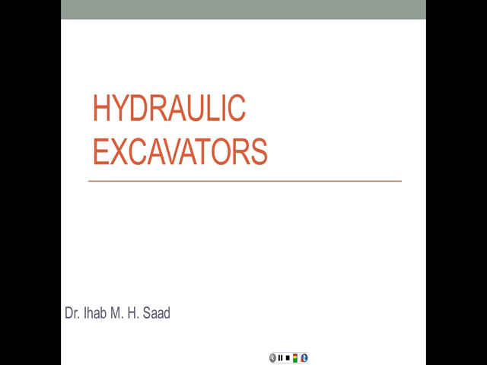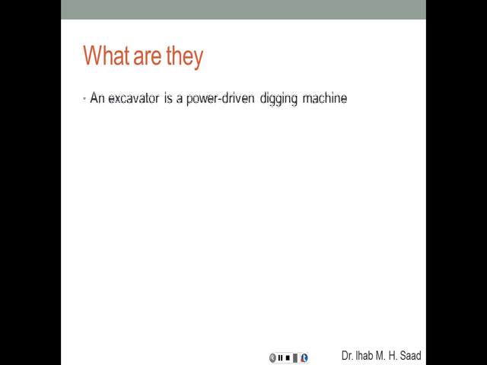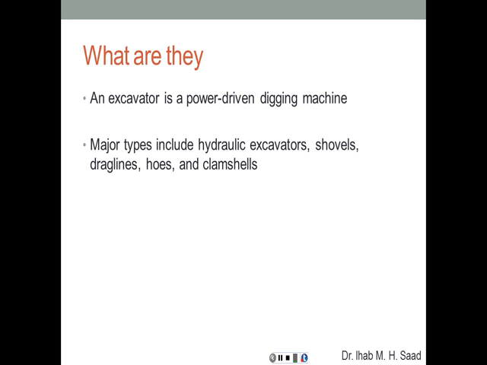The first group of equipment that we're going to be dealing with is what's called hydraulic excavators. So what are they? An excavator is a power-driven digging machine. The primary use is to excavate soil, to dig. Major types include hydraulic excavators, shovels, draglines, hoes or backhoes, and clamshells.